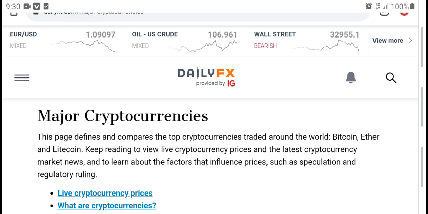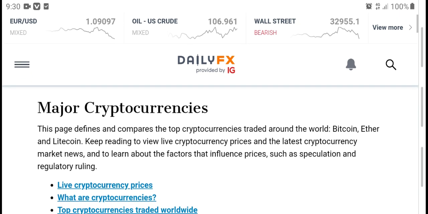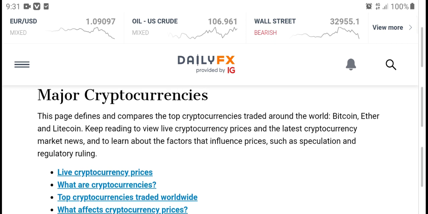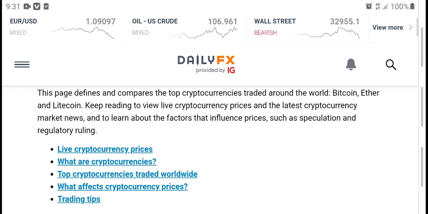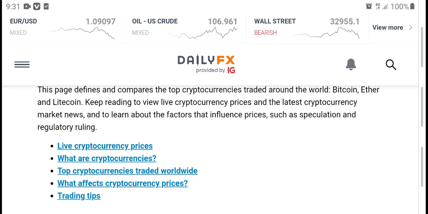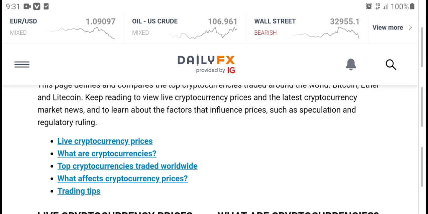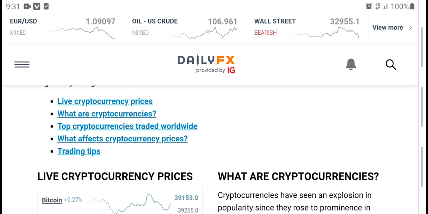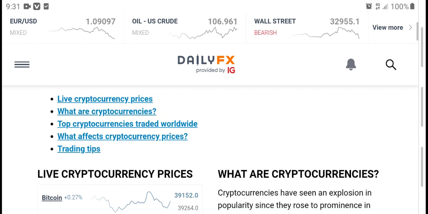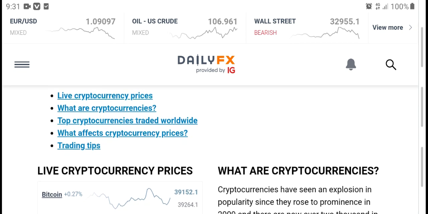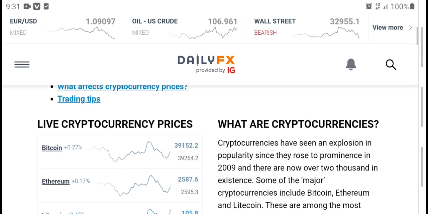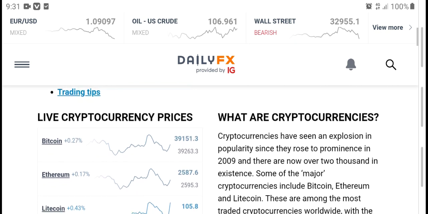Major cryptocurrency: the page defines and compares the top currencies traders around the world use, Bitcoin, Ether and Litecoin. Keep reading and viewing cryptocurrency prices and the latest cryptocurrency market news, and factors that affect prices, regulation, top cryptocurrency traders advice, what affects cryptocurrency price, and tips. What are cryptocurrencies?